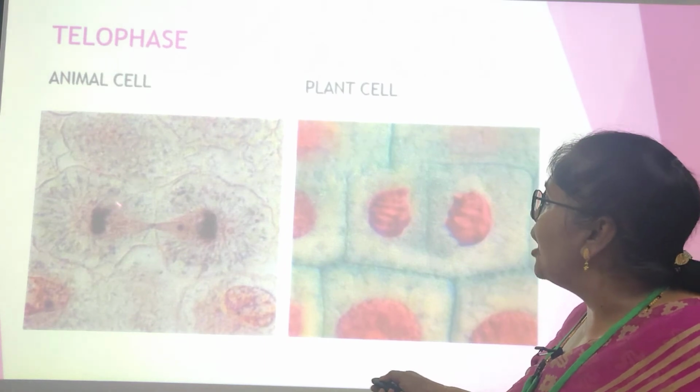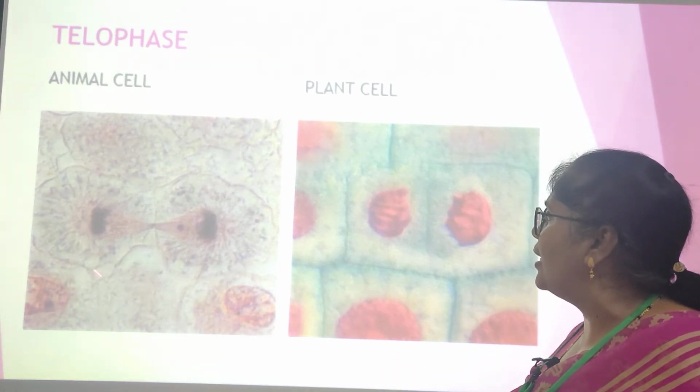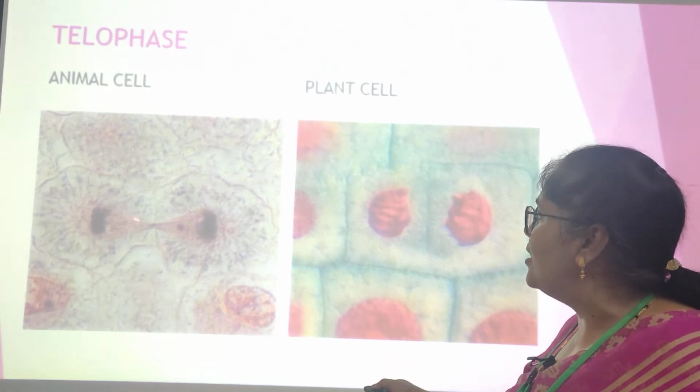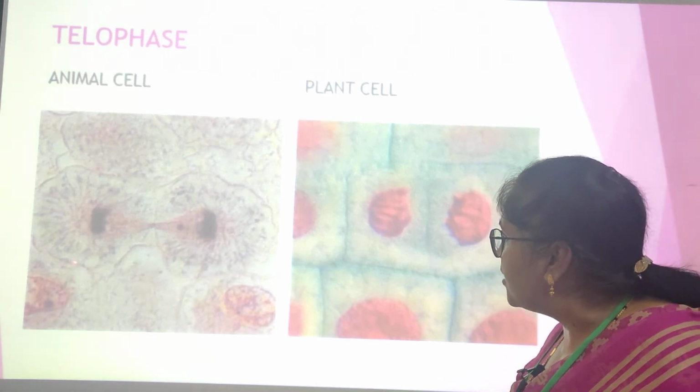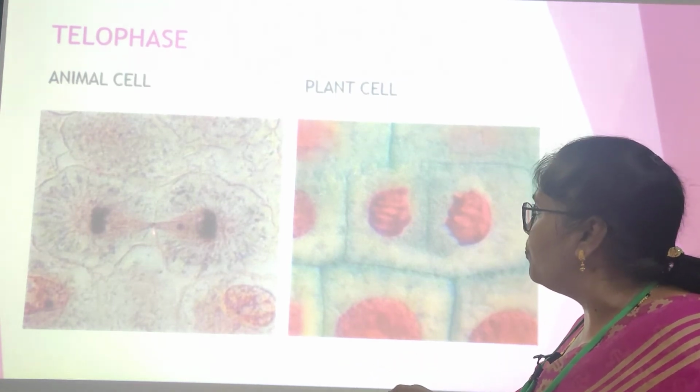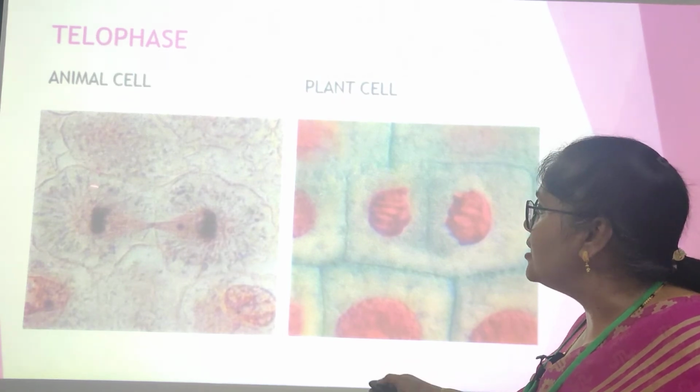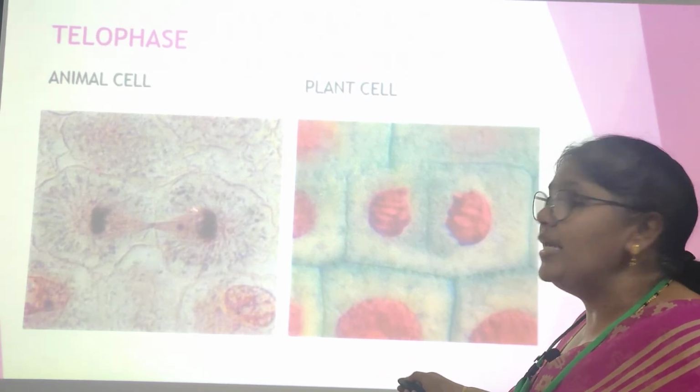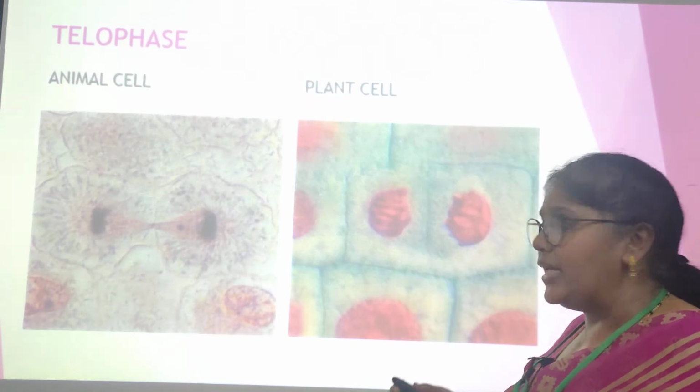Okay, so this is how the telophase of an animal cell looks. You can see here you have two cells. You can see the structure outside, a cell, another cell, and this is the cleavage furrow. You can see the cleavage furrow here, and this is the nucleus which is getting rearranged. The nuclear membrane is again reforming.